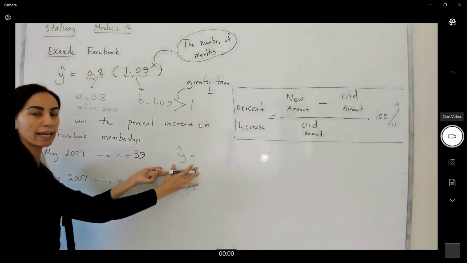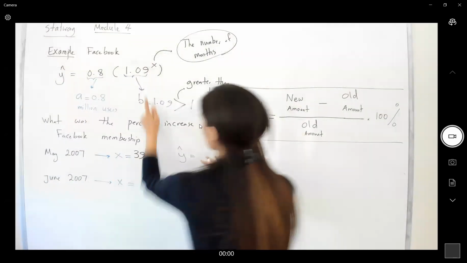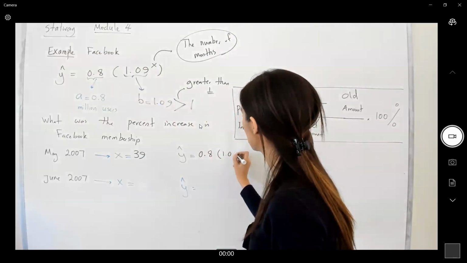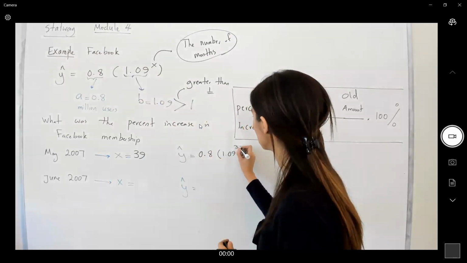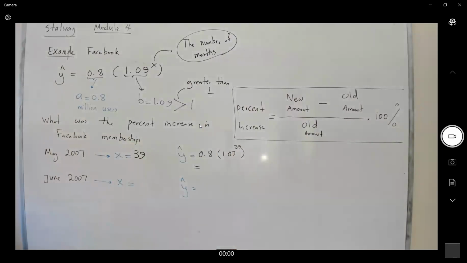What would be the Y hat? What would be your predicted number of membership? We have to plug that in, use our calculator, and find this number of membership. So you have 39 and calculate this. So what do you have? How many members do you have? Approximately?